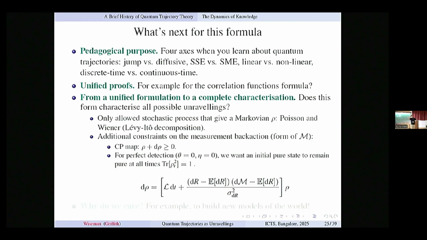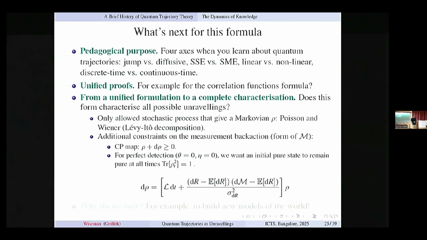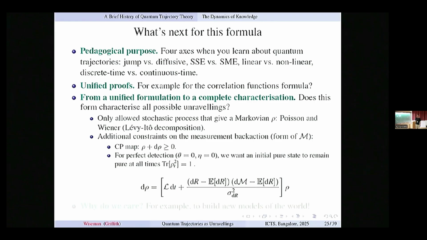And then you can reverse the question if you want. We showed why the usual equations can be written as this formula. And now maybe we can turn the question around and say, does this formula actually characterize all possible unravelings of the Lindblad master equation? This would be like a physically motivated general structure for stochastic maps, CPTP maps that average to Lindblad. So why do we think this is probably the case? The only allowed stochastic processes, if you want your state to remain Markovian, are Poisson and Wiener processes. And then the question is, what should I add as a constraint to restrict the form of this measurement back action here, and specifically this M operator?